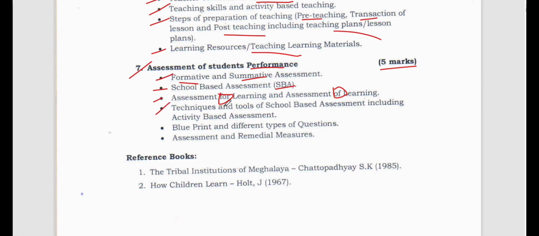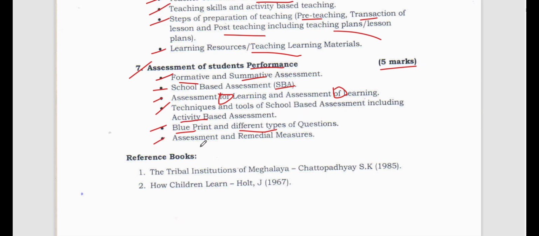Now, techniques and tools of school-based assessment, including activity-based assessment. What are the different types of techniques and tools we are using in order to assess the children? Some things we need to study. Now, blueprint and different types of questions. What is the blueprint of the study, and what are the different types of questions, like low order questions, middle order questions, high order questions, open-ended questions, close-ended questions. All these things we need to discuss here thoroughly.